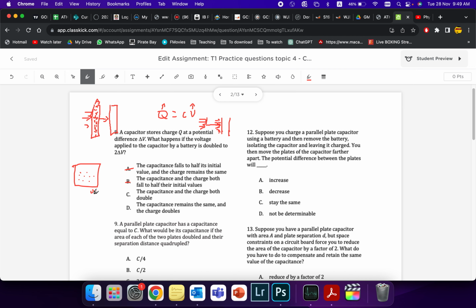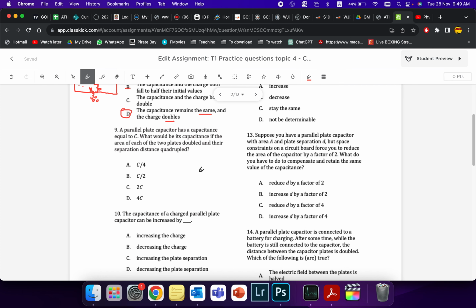Having security stand outside the door to force you to stay in the classroom? Of course not. I would have to break the wall down and make it a bigger room physically. That's how you can do it. So that's a long-winded way of me telling you that the capacitance stays the same and the charge will double. That's the answer. Okay, let's swiftly move on.